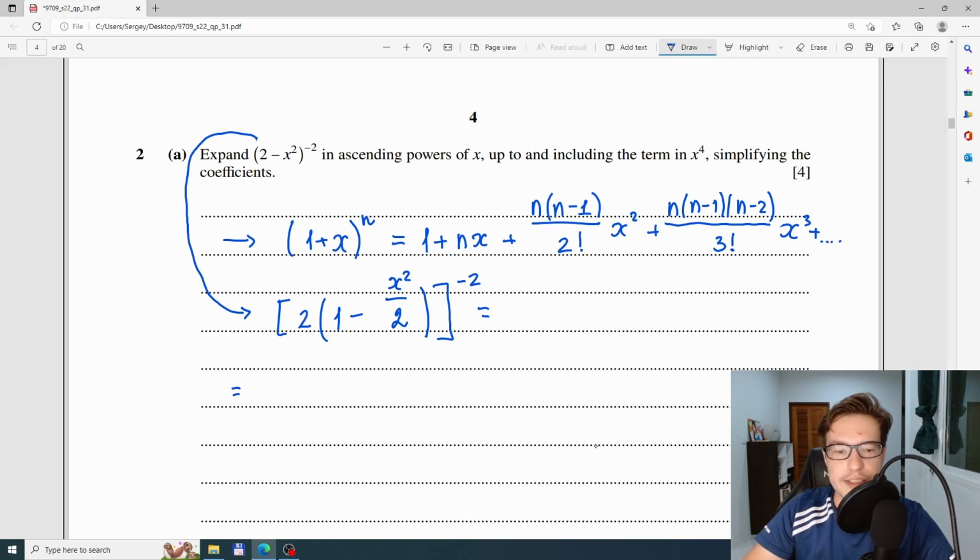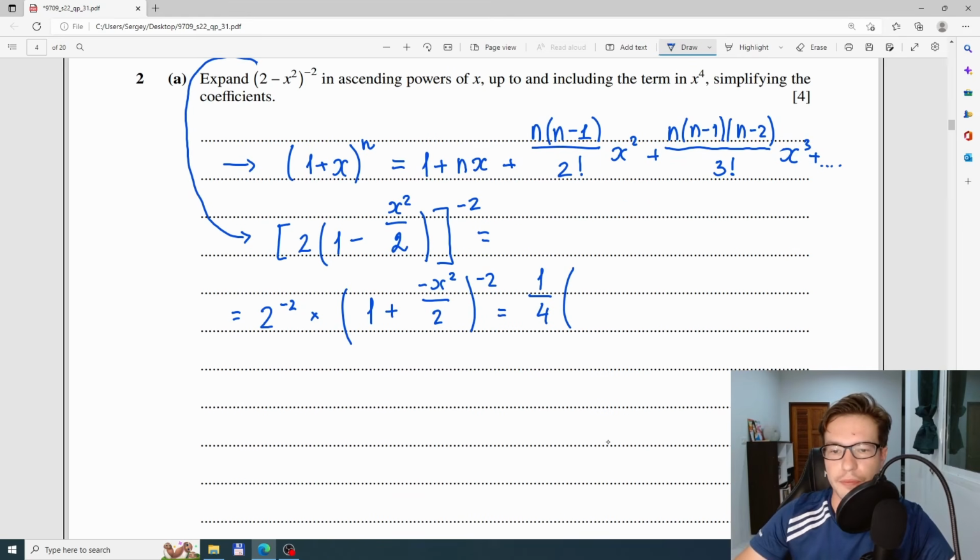Now we can write it as 2 to the power of minus 2 times the bracket 1, and I'm going to use plus to make it look more like the formula, minus x squared over 2, to the power of minus 2. Now 2 to the power of minus 2 is 1 over 2 squared, which is 1 over 4. And then I can start using the formula.